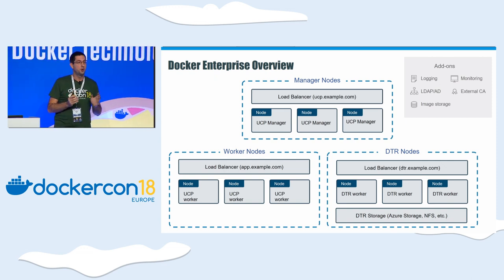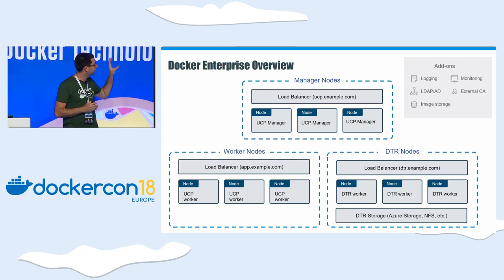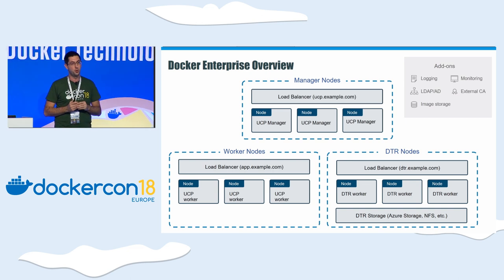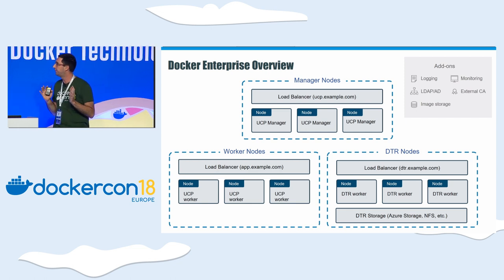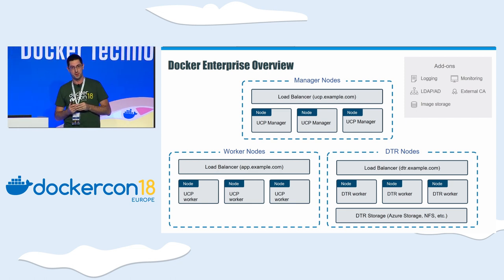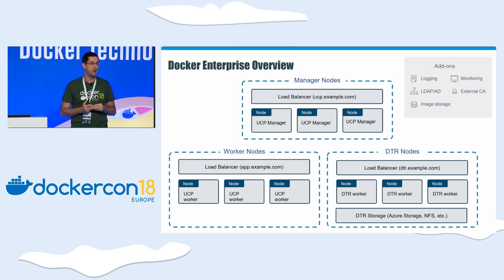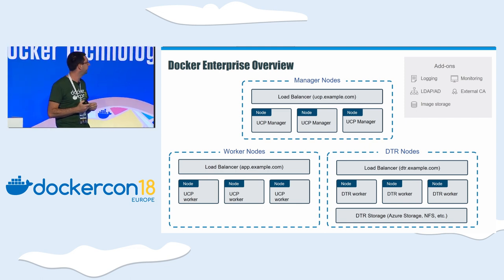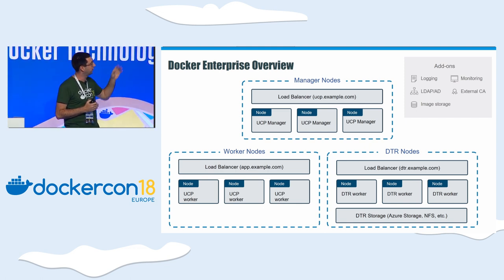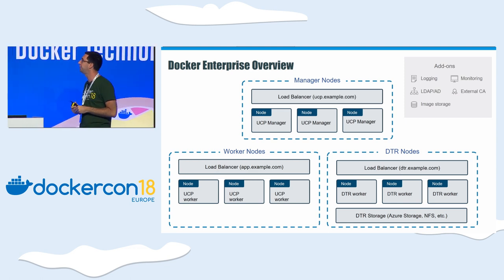This is a typical Docker Enterprise deployment. It's composed of three different groups of nodes, three different roles. We have at the top the manager nodes. The manager nodes are really the brain of the cluster. It's where the Swarm managers and the Kubernetes masters are, and it's really the entry point of the cluster. It supports all the authentication, authorization, and so on.